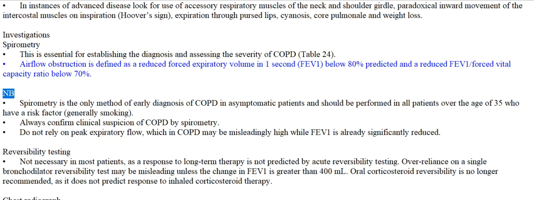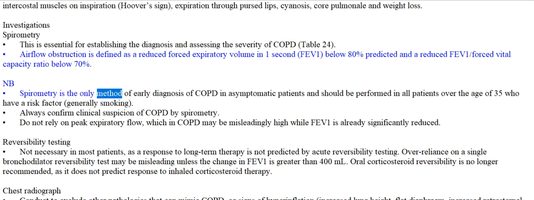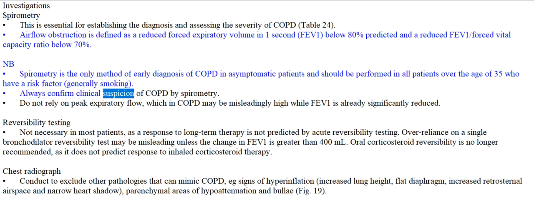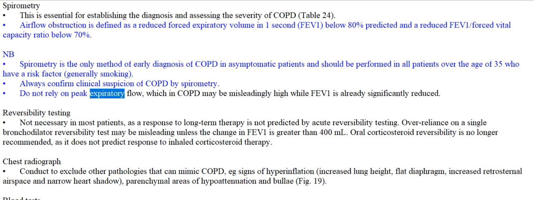NB. Spirometry is the only method of early diagnosis of COPD in asymptomatic patients and should be performed in all patients over the age of 35 who have a risk factor, generally smoking. Always confirm clinical suspicion of COPD by spirometry. Do not rely on peak expiratory flow, which in COPD may be misleadingly high while FEV1 is already significantly reduced.